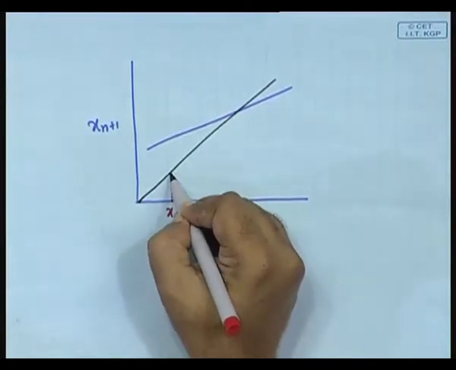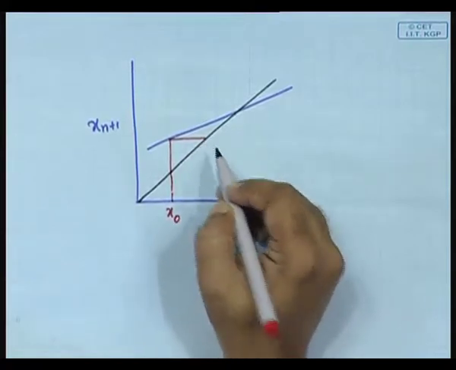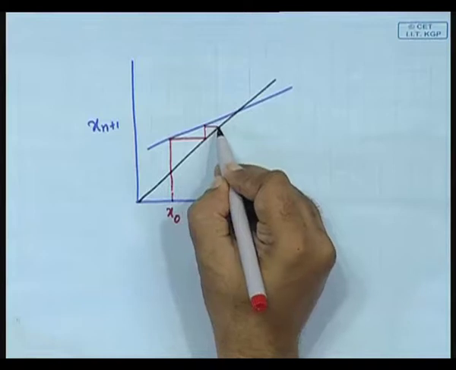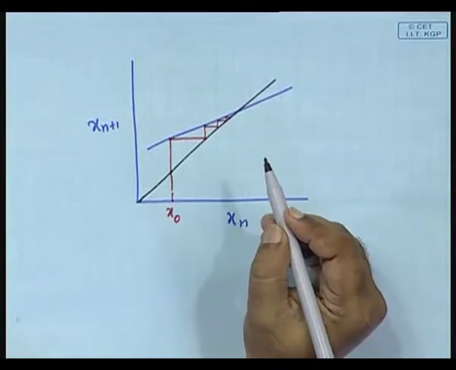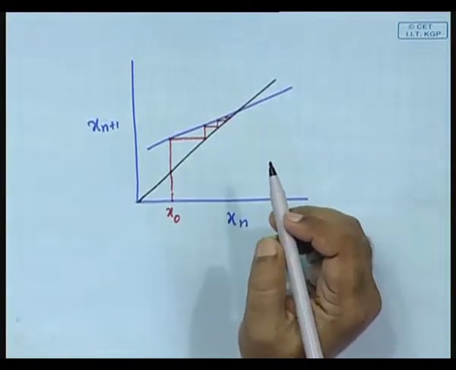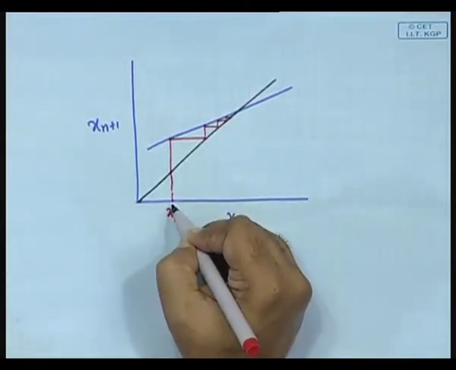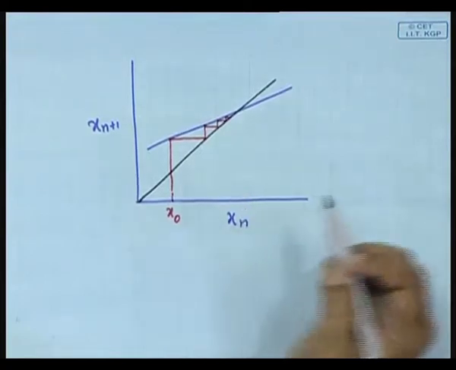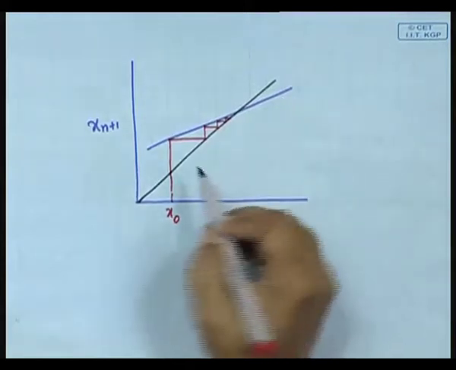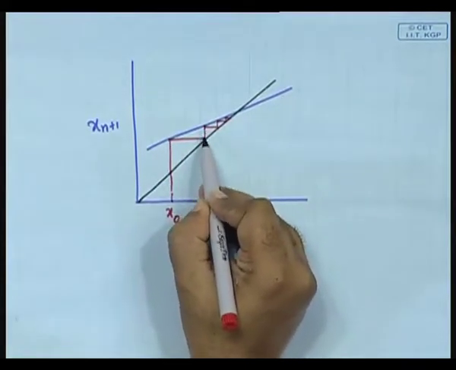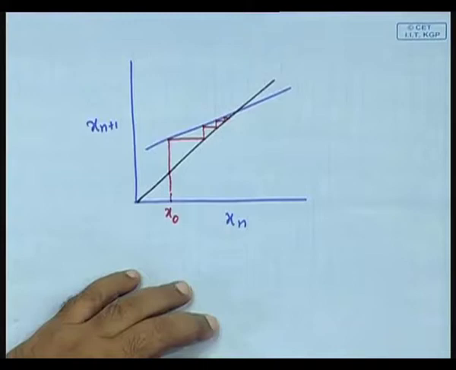Then I will go up this way, go this way, go this way. Then you see that it is converging, it is progressively converging. Why did that happen? Because the slope of this line is less than unity, therefore, this line is always bigger than this line. So, it will always go like this and converge.